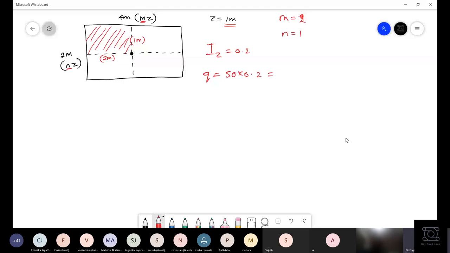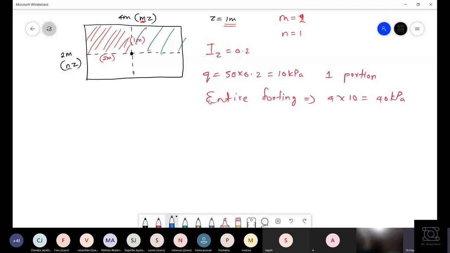So that is the answer. I have multiplied by 4 because all 4 areas are same, right? So these all 4 rectangles are same dimensions. If you have different dimensions, you have to find the Q for all 4 different dimensions, with different M and N values, and you have to add up all those 4. In this case, since all 4 are same, we have multiplied, right? If they are different, do it separately. So answer is option E, right?